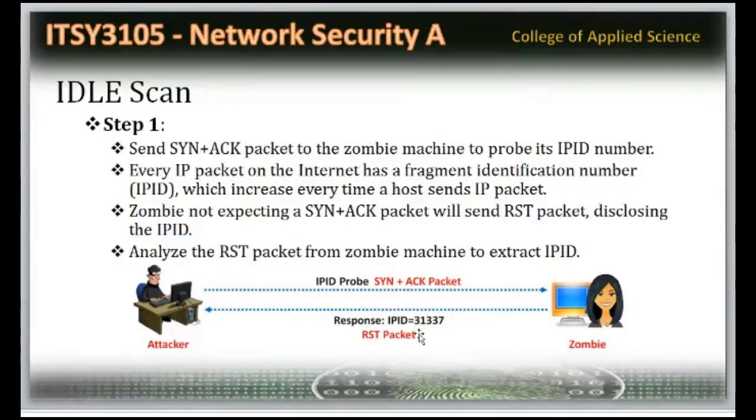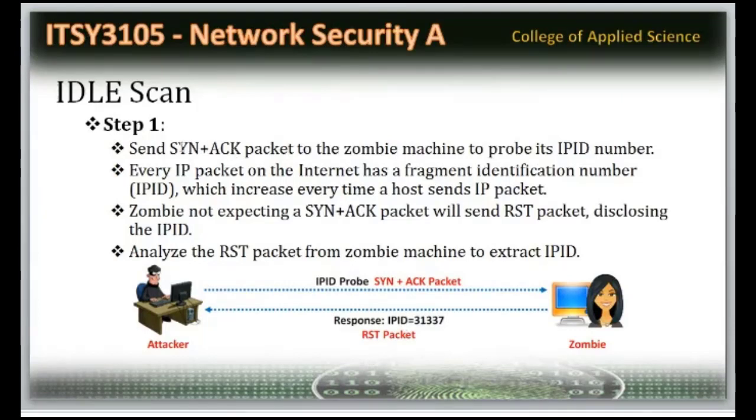Now the next number could be 31338. The next, it could be 31339. So this is going to be your ID. So the next packet, easily I can target. Easily I can find what will be your next packet. That means your next IP ID, what will be your sequence number, what number you will use next. I can easily find it.